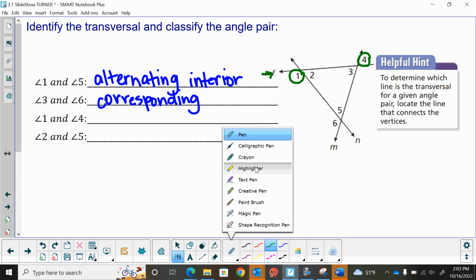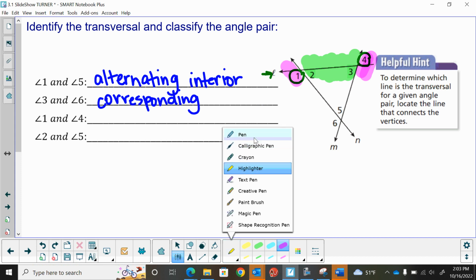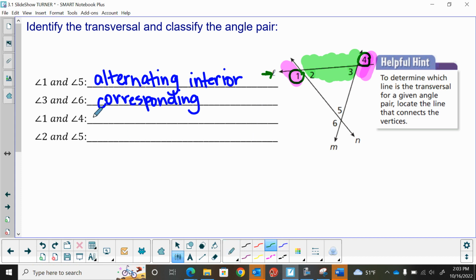Okay. But what you end up having here is, the interior would be those 4 angles. Okay, the exterior would be where 1 and 4 fall. Okay, and they're on opposite sides of the transversal, so those are alternate exterior.